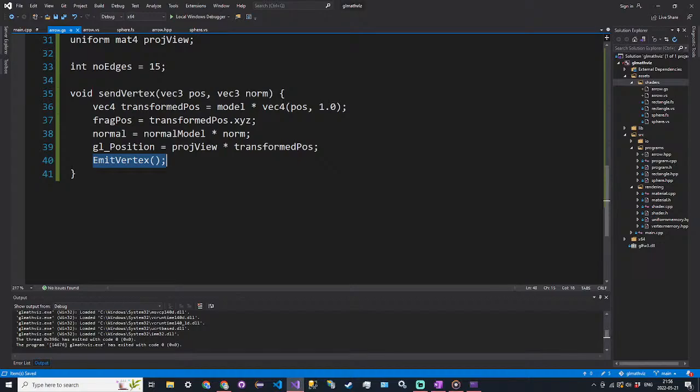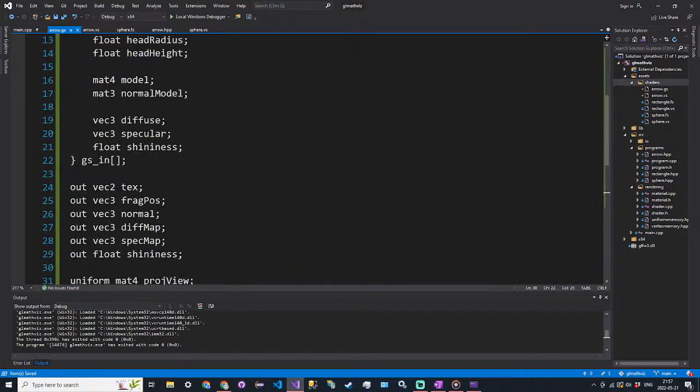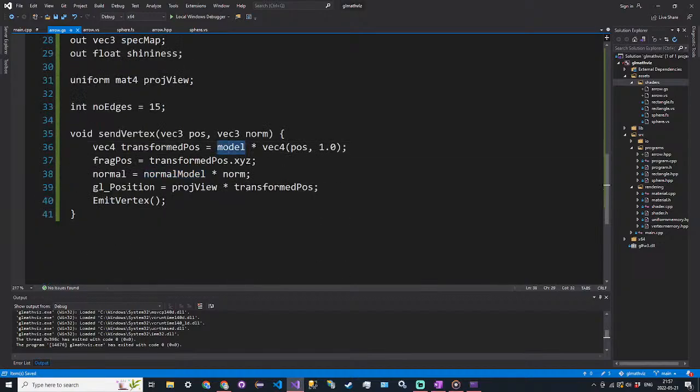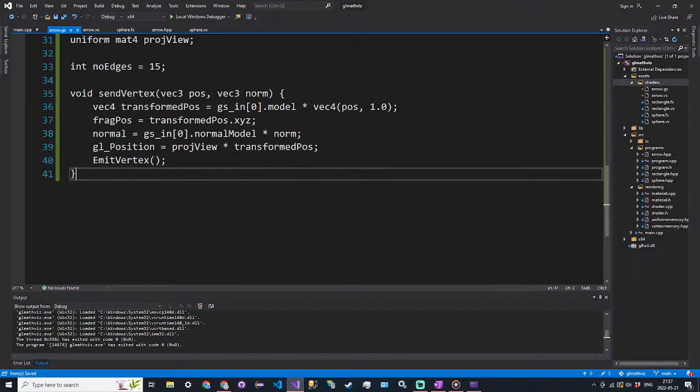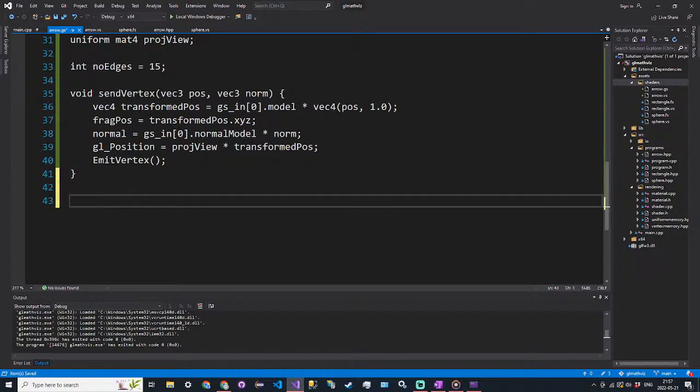All right, so we're going to split this up into two. Sorry, this should not be model and normal model. This should be GS in at 0 dot model, and then GS in at 0 dot normal model. Once again, at 0 because it's an array and we only have 1 point. All right, so then we're going to have our two functions.